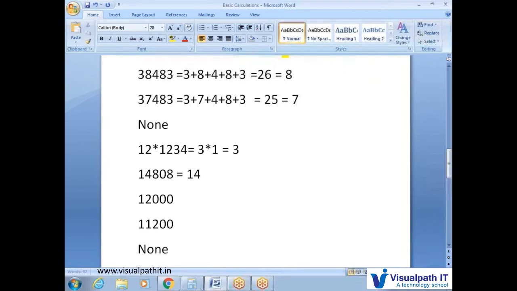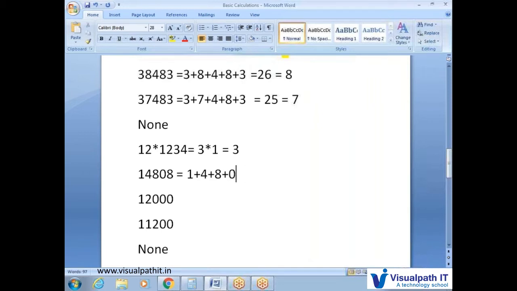14808. So this is the 5-digit number, so converting into single digit using the digital root method. 1 plus 4 plus 8 plus 0 plus 8.